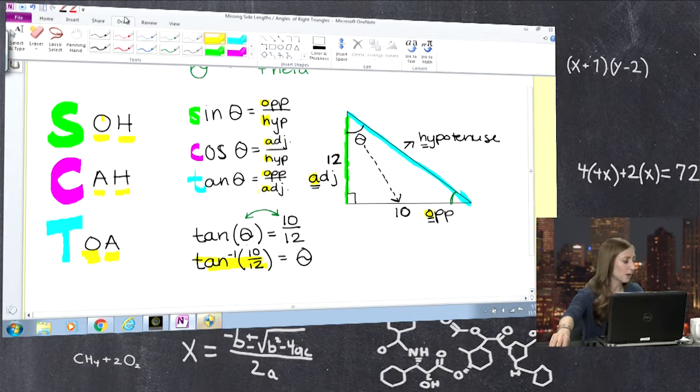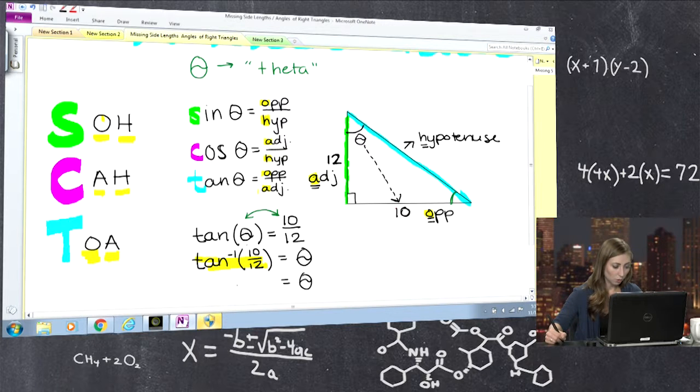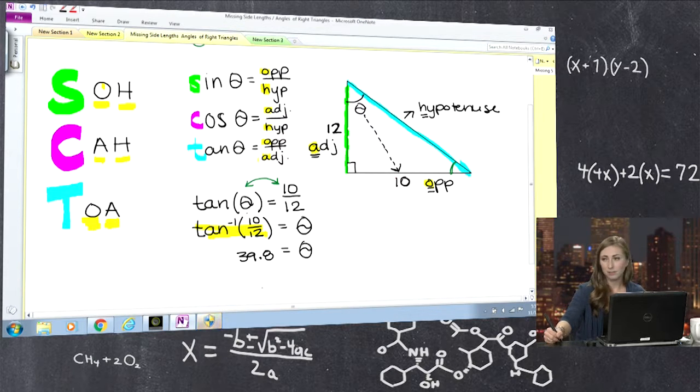There is actually a button on your calculator for inverse trig functions as well. If you look at the tangent button, right above it in blue it says tan -1, which is the inverse tangent button. We're going to hit second, inverse tangent, and do 10 divided by 12, close our parentheses, and we get that theta is equal to 39.8. What I like to do with angles is that tenths of an angle don't really make much of a difference, so I round to the nearest degree. So this angle is 40 degrees.